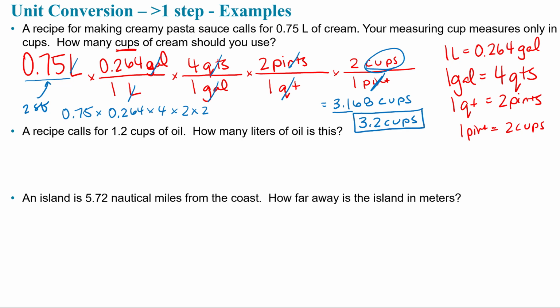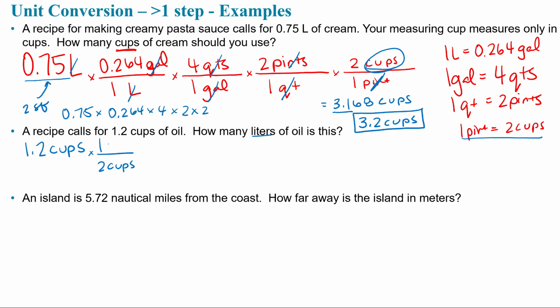All right, the next one, a recipe calls for 1.2 cups of oil. How many liters of oil is this? So I'm going to write down 1.2 cups, and I want to go to liters. So the only place I have cups is right here. 2 cups would go on the bottom to cancel out with cups on the top.